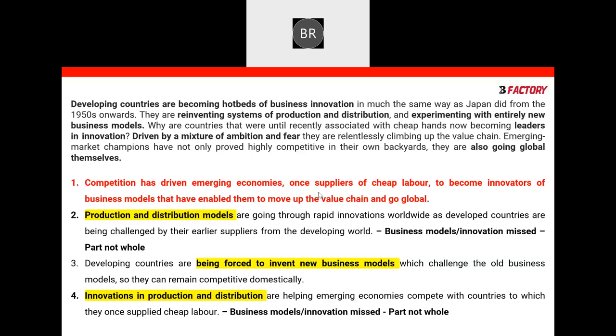Now, see, I'll tell you some things. Look at option number one. Competition has driven emerging economies, once suppliers of cheap labor, to become innovators of business models, going up the value chain and going global. Okay. Pehli baat to yaar one wala padh ke lag raha tha ki ekdam usi ko ekdam na chote mein puri baat ko short mein keh diya. Looked good. Hold. Understand, don't get to the answer right in the beginning. Hold it. Option two. Production and distribution models are going through rapid innovations as developed countries are being challenged by suppliers from developing world. This is a part. Now, I ask you a question and tell me.